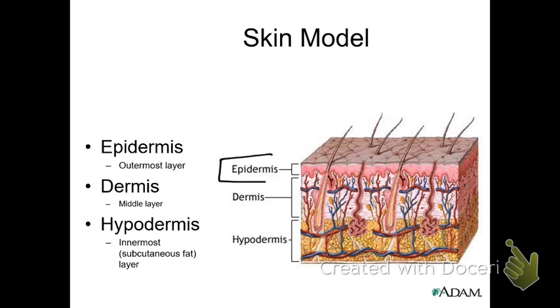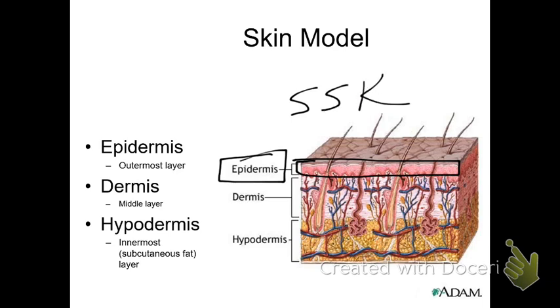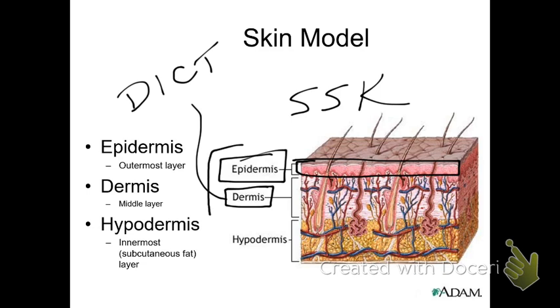The outer layer is the epidermis. Remember, this epidermis is composed of the stratified, squamous, keratinized epithelium. The middle layer, or actually the bottom layer, is the dermis. And the dermis, remember, was primarily composed of the dense, irregular connective tissue. And then that is all there is to your skin. Your skin is made up of the epidermis and the dermis.